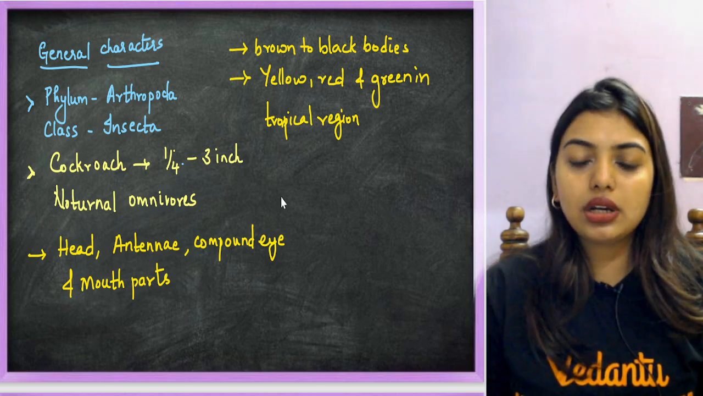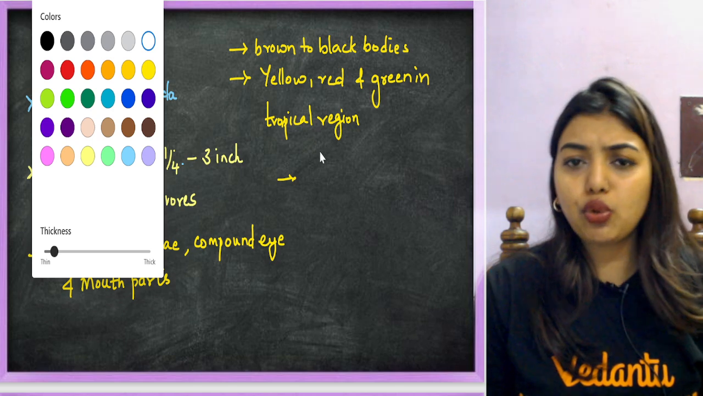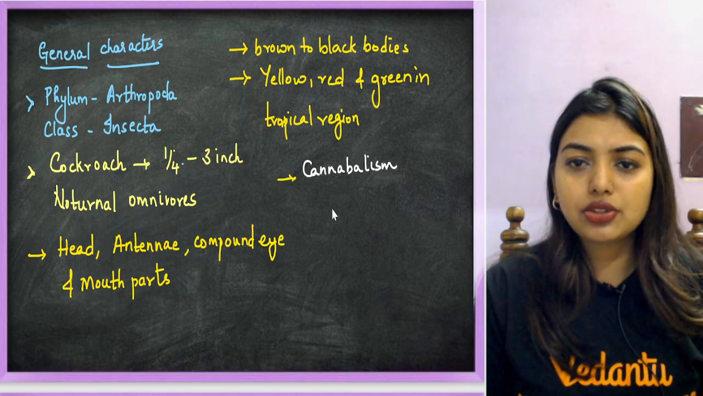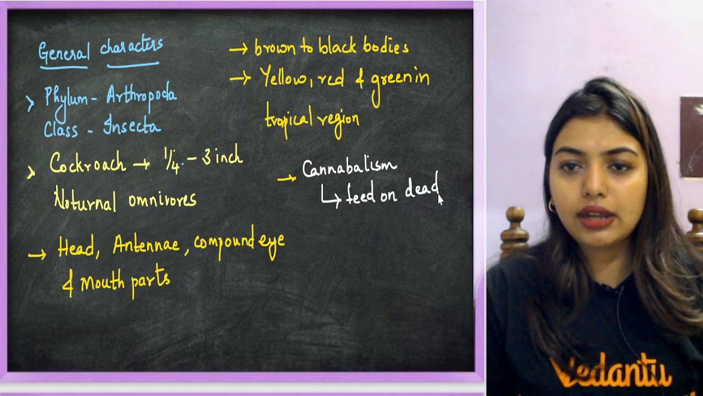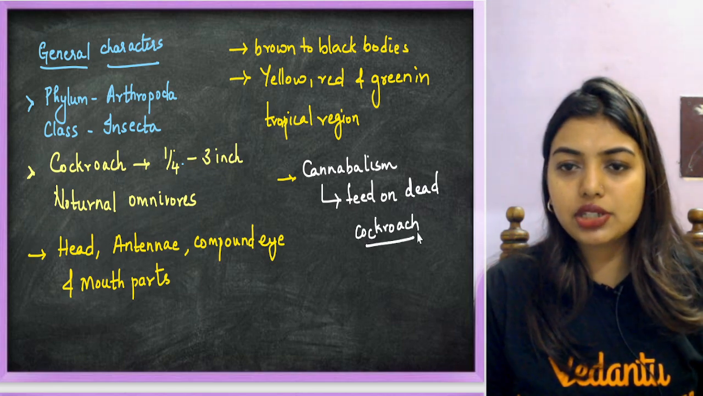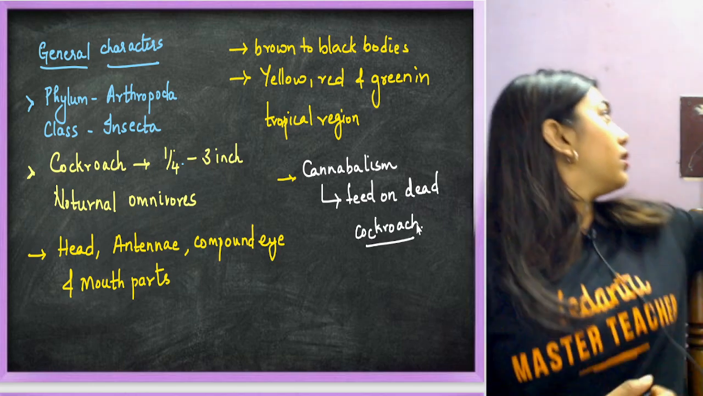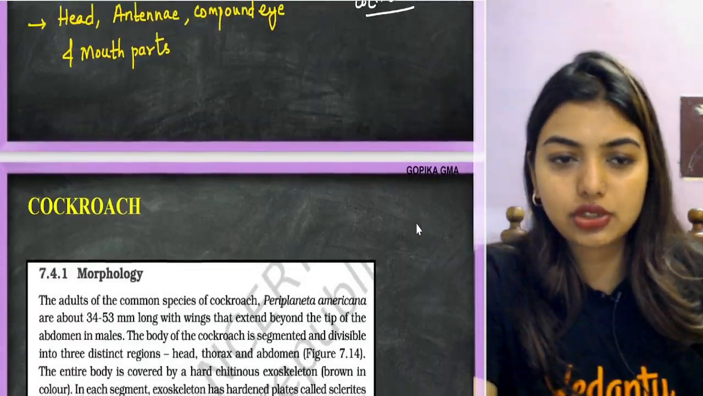Now most important thing, students, these cockroaches are omnivorous and also they can show cannibalism. Okay, they can show cannibalism, that is feed on dead cockroach. Same species, when we feed, it becomes cannibalism. Yes or no? Cannibalism. Okay, we'll move on to the next topic.